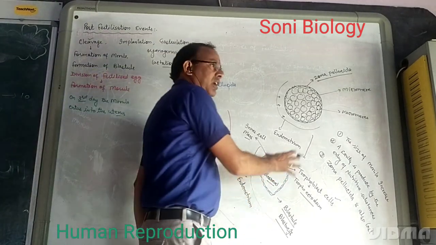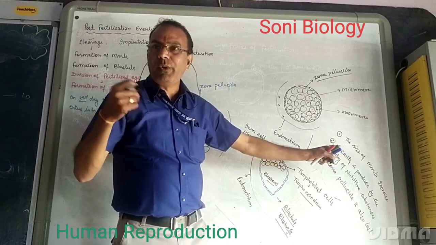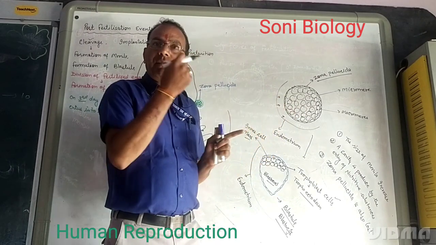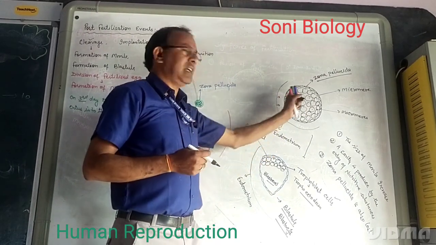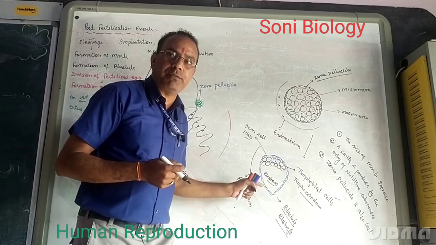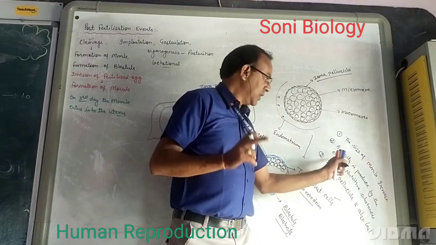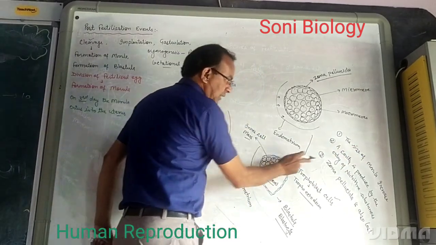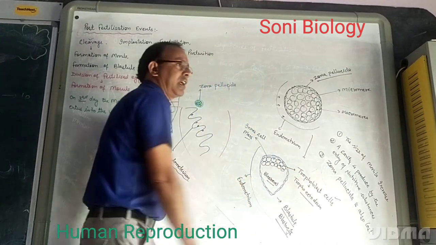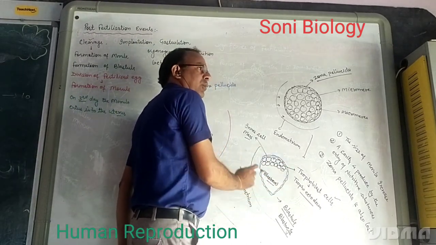What are the features occurred during the formation of blastula? First one is the size of morula, or we can say the zygote, is increased, because after the fertilization to formation of morula, the cell size remains same. But due to the entry of nutritive substances and formation of a cavity, the cell size increases. Second one, due to the entry of a nutritive substance, a cavity is formed, and this cavity is called blastocoel. Third one, zona pellucida is lost.